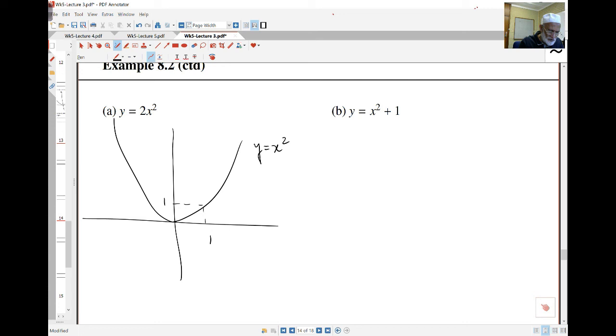But y equals 2x squared is going to be steeper. So the value here is going to be 2. So it's scaled, that's all.